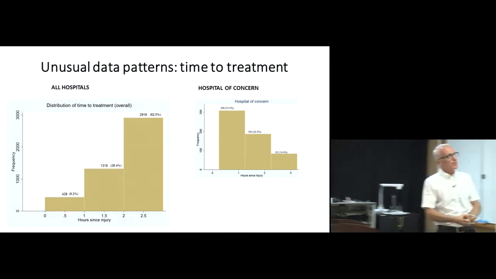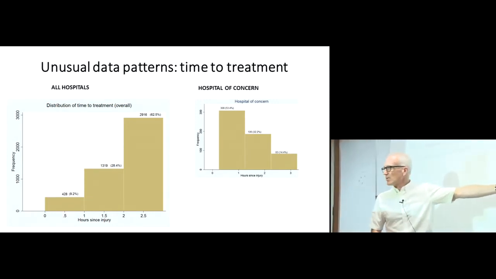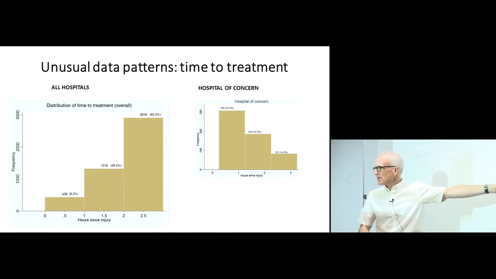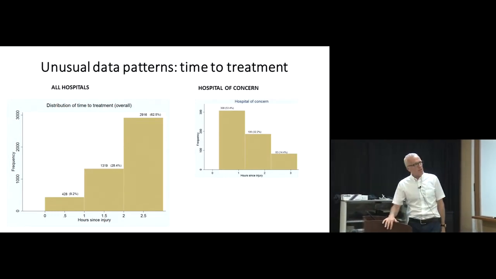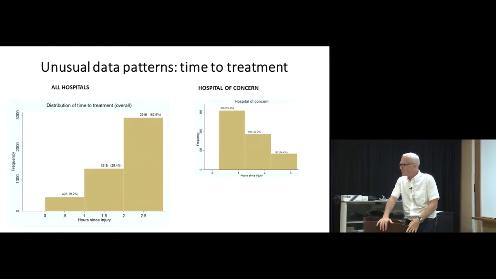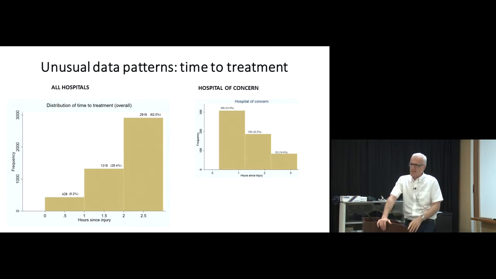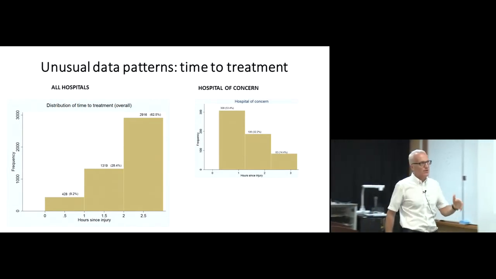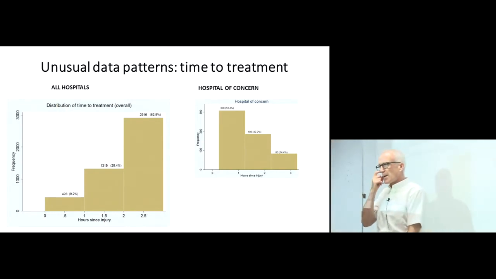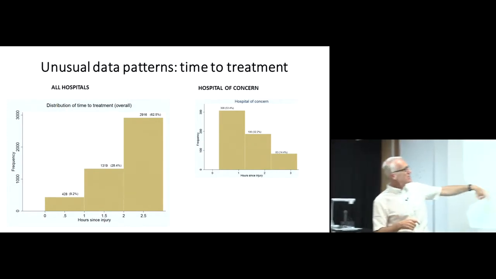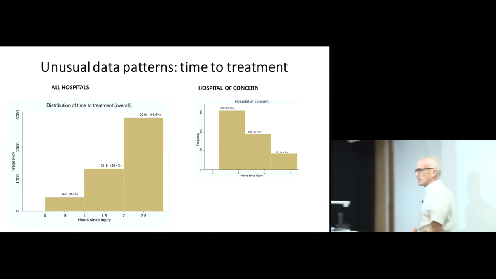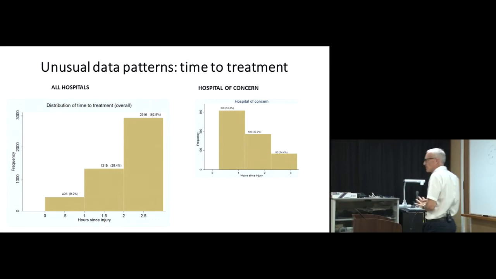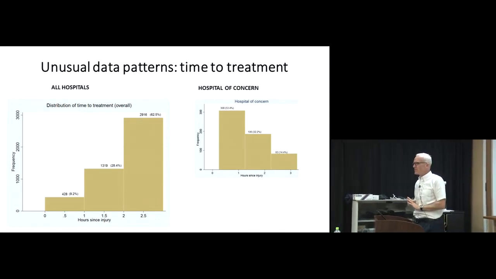Now, we had one hospital that we thought, we had this distribution. Wow, that's really interesting. In that particular hospital, it seems that they can recruit lots of patients in the first hour, and actually they can recruit more patients in the first hour than they can recruit in the second and third. So that's the distribution for the whole trial, and that's the distribution in one hospital. Yeah? What do you think? Is it suspicious?